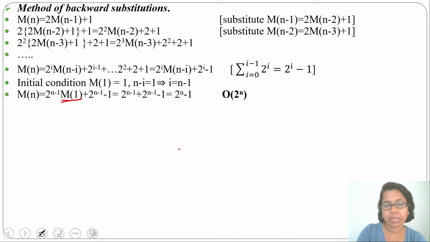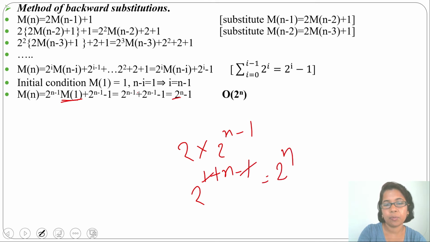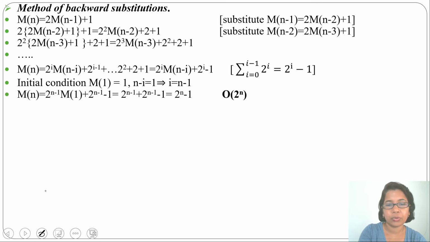So this thing we can write as 2 into 2 power n minus 1, or we can write as 2 power 1 plus n minus 1. So plus 1 minus 1 will be cancelled. We will get 2 power n minus 1. So 2 power n minus 1 is approximately equivalent to 2 power n. So running time will be big O of 2 power n. This is our method of backward substitution.